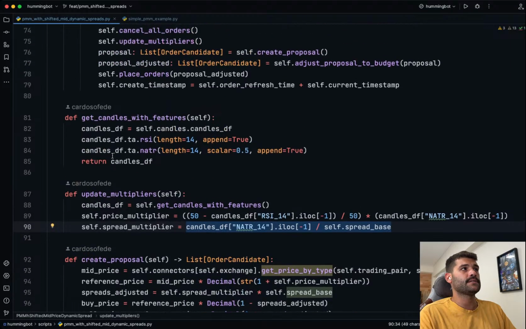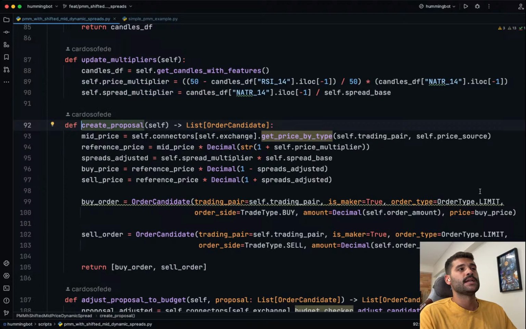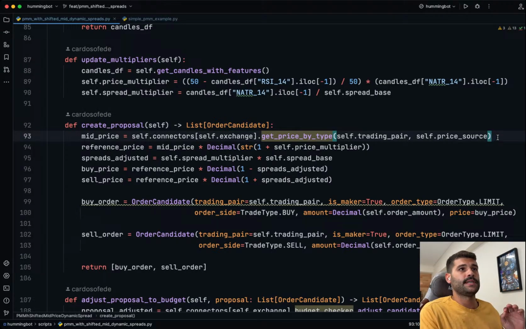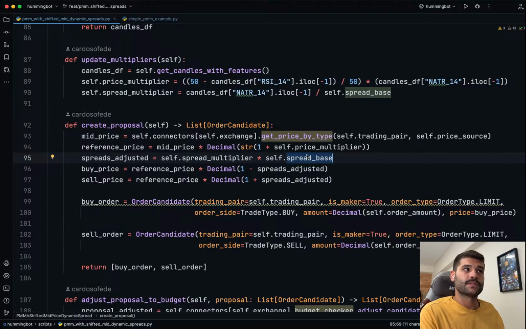That's the main change that we did to the onTick method, and we also made a change to the create proposal. Instead of creating the proposal and applying the ask spread and the bid spread, we first get the mid price. Then we compute the reference price, which will be the mid price affected by the price multiplier that we computed before. And the spread adjusted will be the spread multiplier multiplied by the spread base. This is what we defined in the logic before.